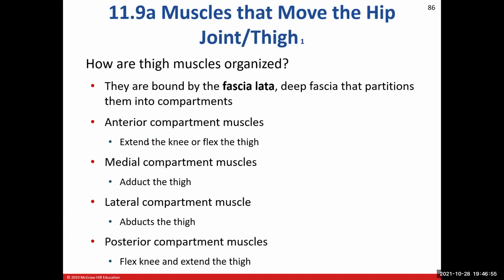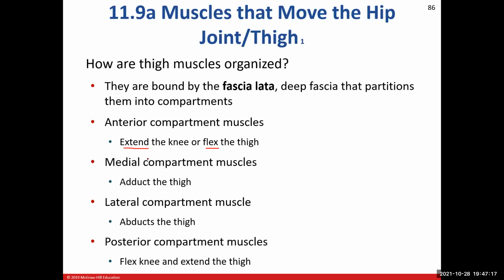All right, so the anterior compartment muscles are going to flex the thigh. What is that? That's if I ask you to bring your knee to your chest. They'll also extend the knee. Okay, so when you're extending the knee, you're straightening your leg.